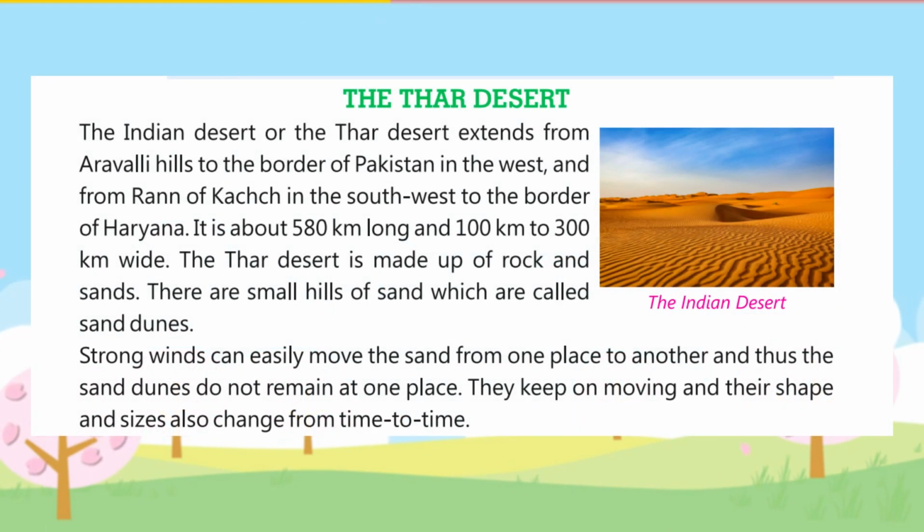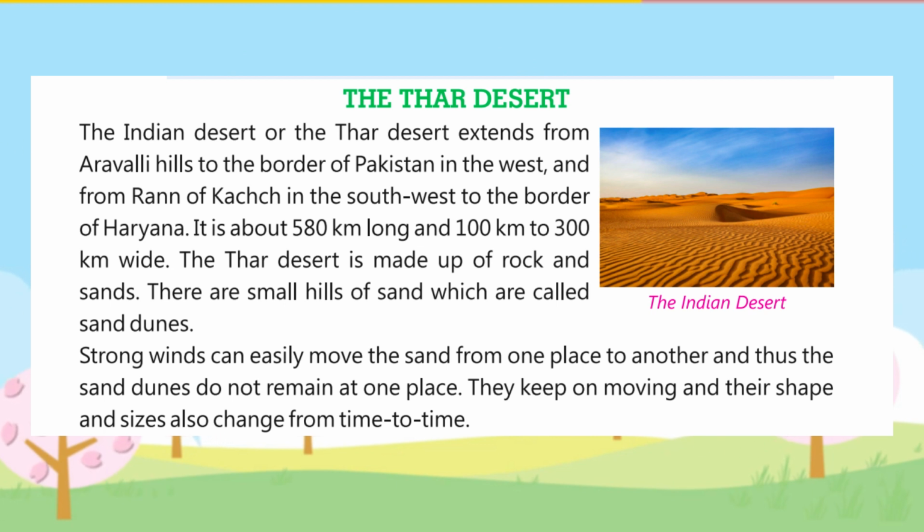The Thar Desert. The Indian Desert or the Thar Desert extends from Aravalli Hills to the border of Pakistan in the west and from Rann of Kutch in the southwest to the border of Haryana. It is about 580 kilometers long and 100 to 300 kilometers wide.